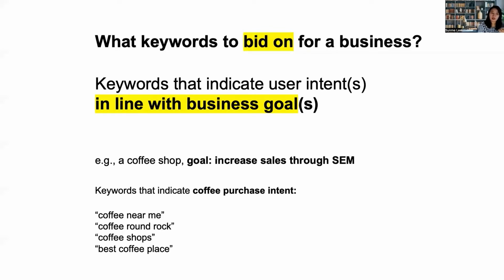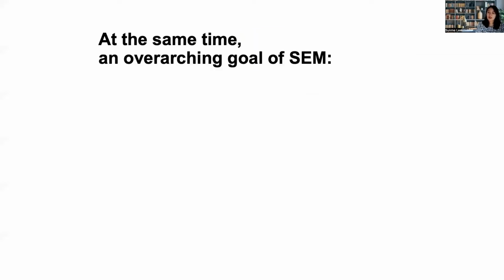Probably coffee near me, or if you live in Round Rock, coffee Round Rock, or coffee shops, or the best coffee place. So compared to the more general keywords like coffee beans, or just Round Rock, those more specific keywords reflect the user's intent. So now we know that the business should have keywords that reflect the user's intention as well as meet their business goals.